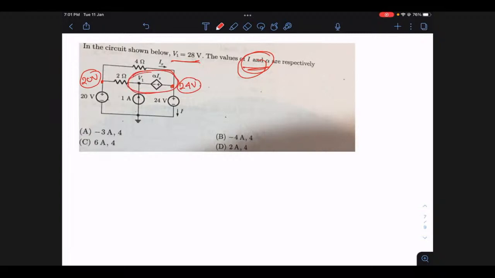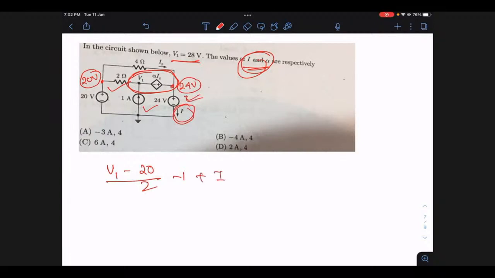Now if I ask you to write the corresponding equations for the highlighted nodes, how many branches are linked? 1, 2, 3, and 4. In this path, it is V1 minus 20 by 2. And for this path, it is minus 1. This current is given as I here, right? This is your I, the one we are supposed to find, I and alpha. This is your I, and this is your alpha. So minus 1. And for this branch, I'm writing plus I because it is outgoing.